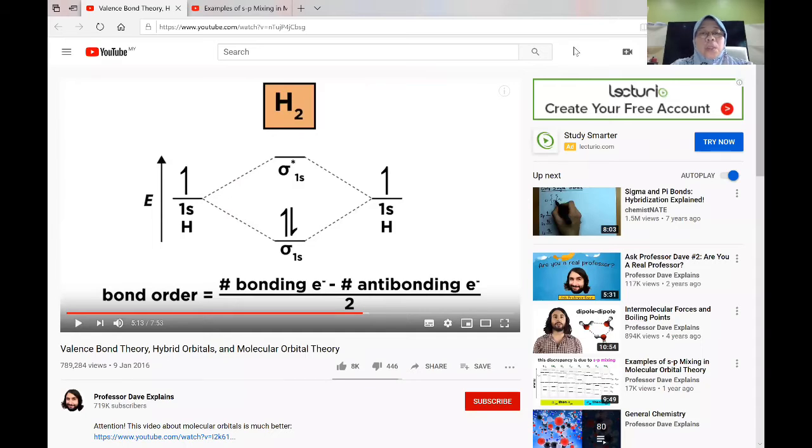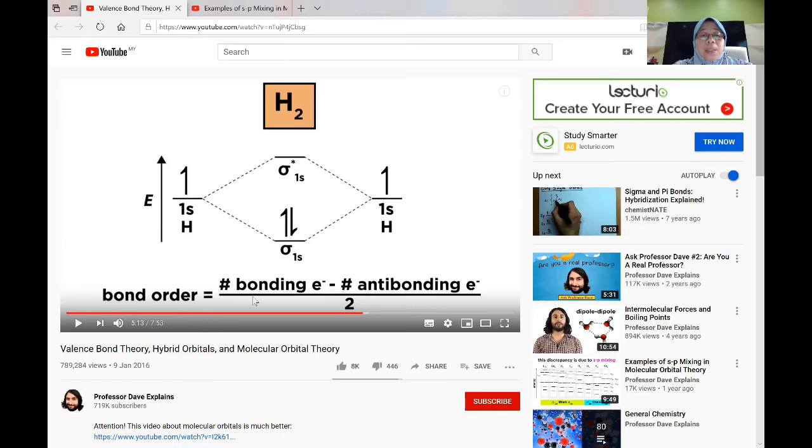I would like to share the concept of bond order. It's a very important principle in molecular orbital theory, how to calculate bond order. Bond order is used to identify whether the compound or the molecule actually can exist according to the actual condition. So let's look at how we calculate bond order.